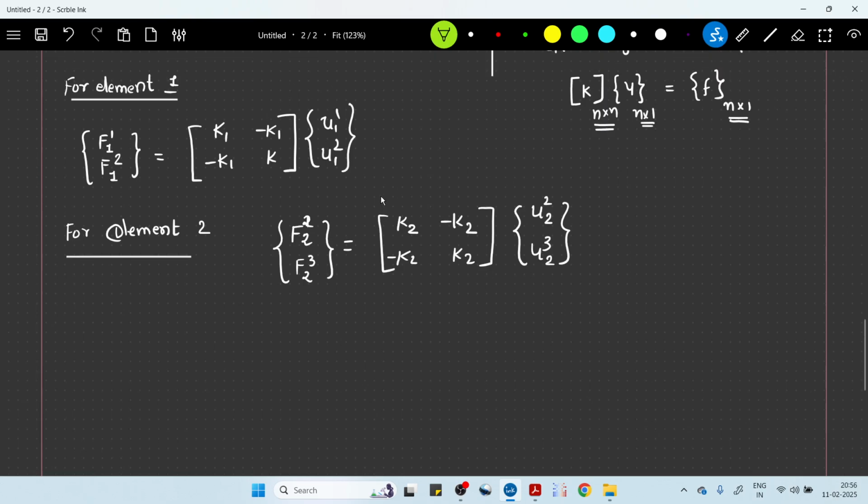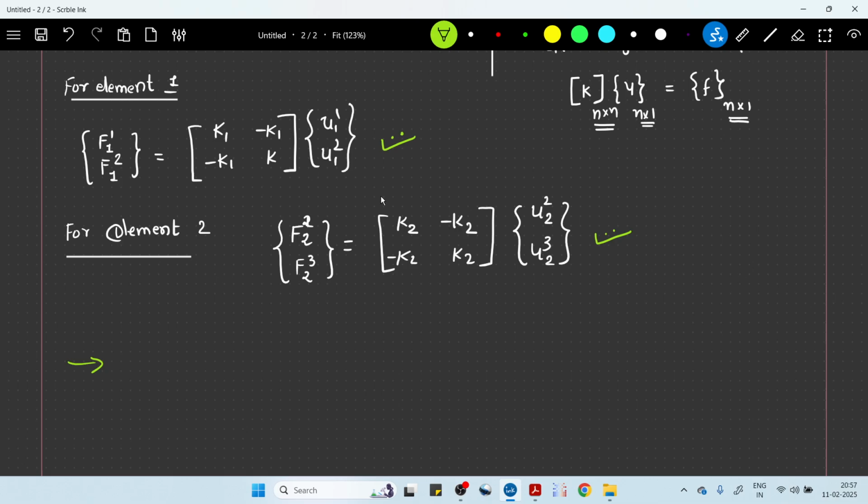We'll do assembly. Okay, so here if you see, assembly is nothing but just a mathematical operation. From here I have two equations, and here also I have two equations. In this equation, on the left-hand side I have the force vector, force at node 1 and force at node 2.